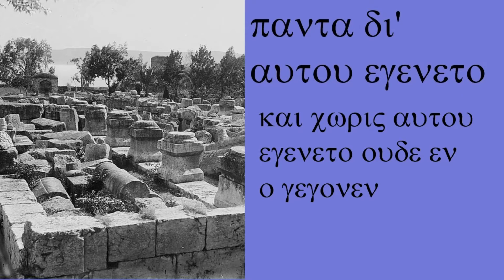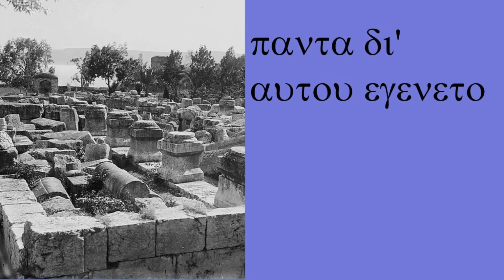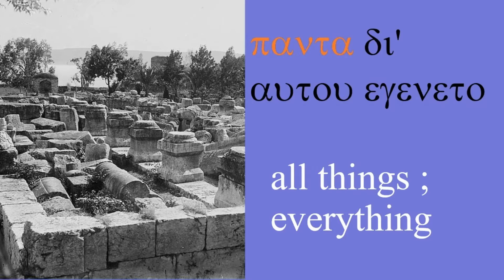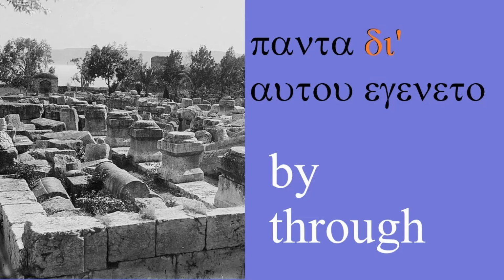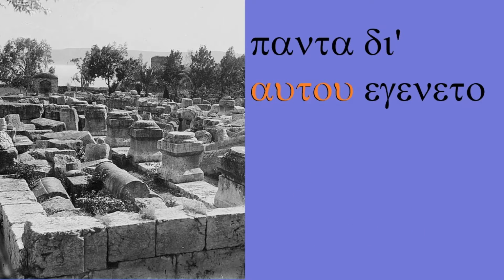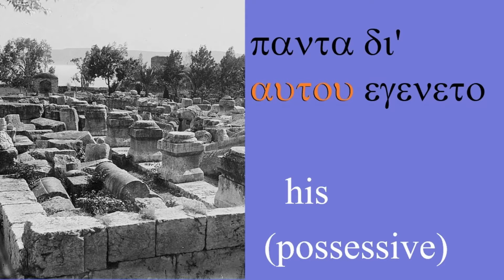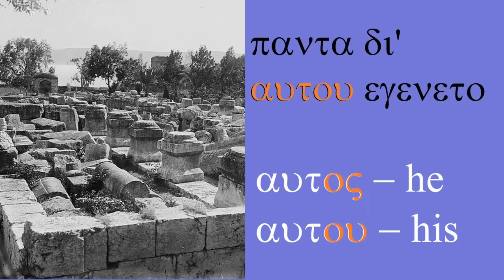The third verse of the first chapter of the Gospel of John in Greek is παντα δια αυτου εγενετο και χωρις αυτου εγενετο ουδε εν ο γεγονεν. Word for word, we have παντα, which means all things or everything. Then we have δια, which is by or through, and αυτου, which is the possessive form of αυτος. You can see it's very similar to αυτος, but the ending there is different. Instead of omicron sigma, we have omicron upsilon.